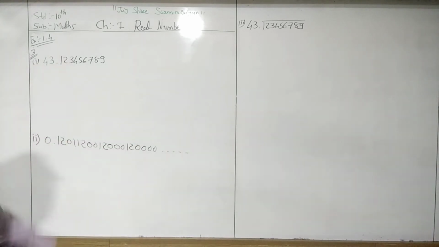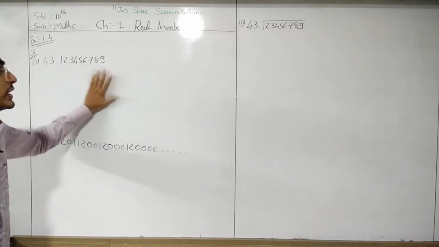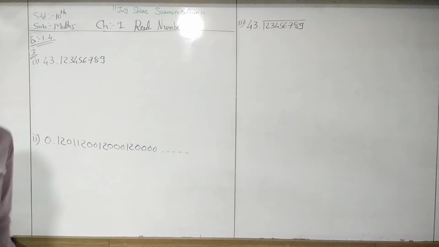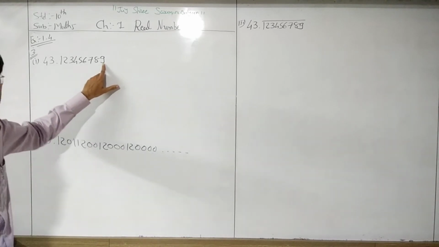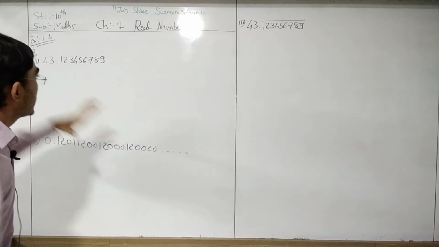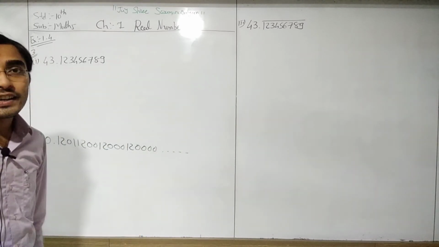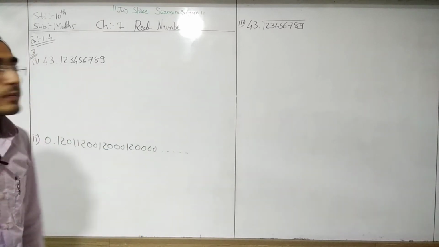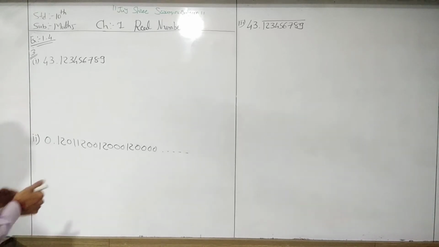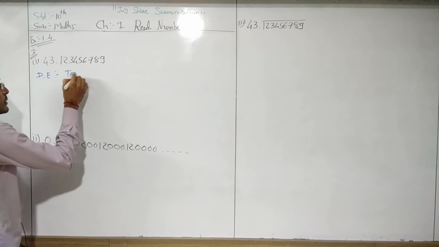43.12345678. Now if we just see the decimal expansion of this number, then this number has a terminating decimal expansion, right? Because here the answer terminates, it is over, right? It is not a continuous number. Okay, here our answer terminates. That means this is a terminating decimal expansion, right? Here the decimal expansion is terminating.